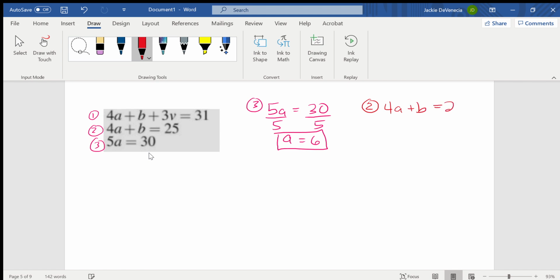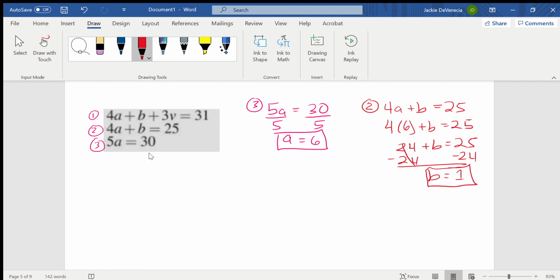4a plus b is equal to 25. Instead of writing a, we'll write 6, so 4 times 6 plus b is equal to 25. 24 plus b is equal to 25. Subtract 24 on both sides. B is equal to 1. So, oh goodness, we found two variables, a and b. So now we can find that third variable.